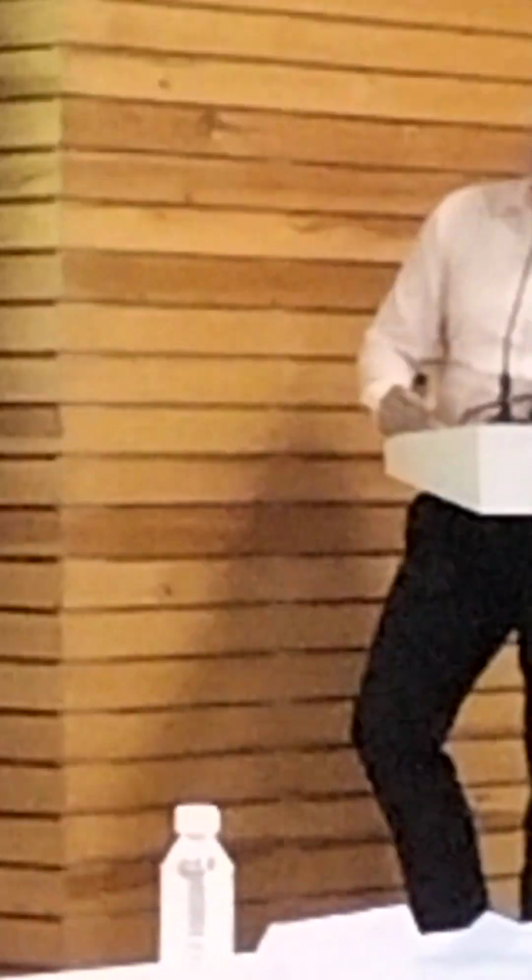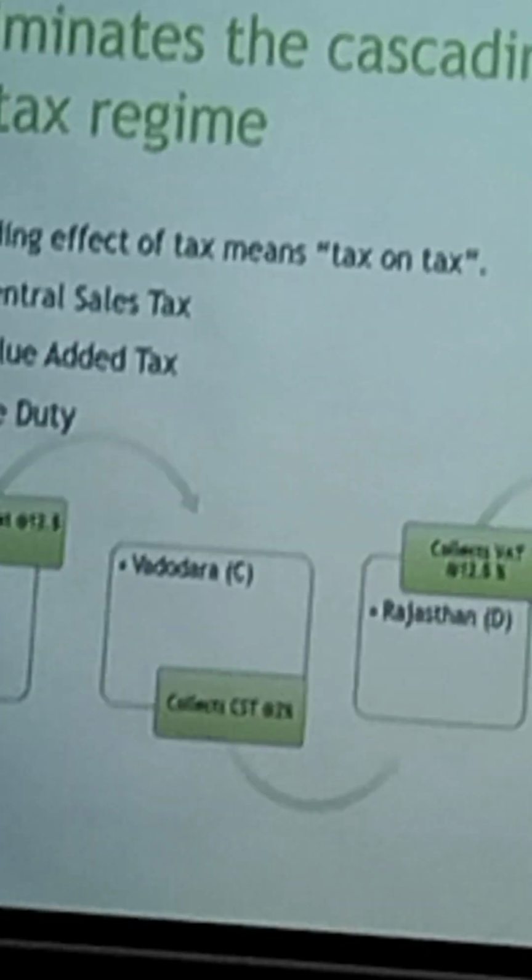So let us see how the cascading effect of taxes used to work in the pre-GST era. In the pre-GST era, there was a tax levied on interstate supply by the name Central Sales Tax. It was levied by the central government. And there was a tax titled Value Added Tax that used to be levied on intrastate supplies. And there used to be another indirect tax titled Excise Duty that used to be levied on the excisable goods manufactured.